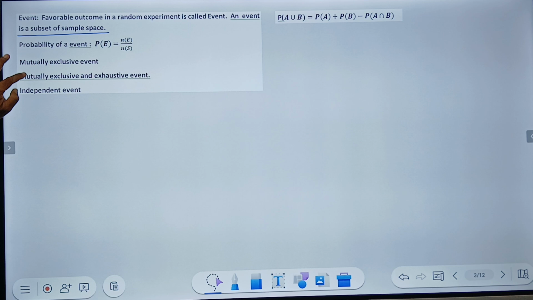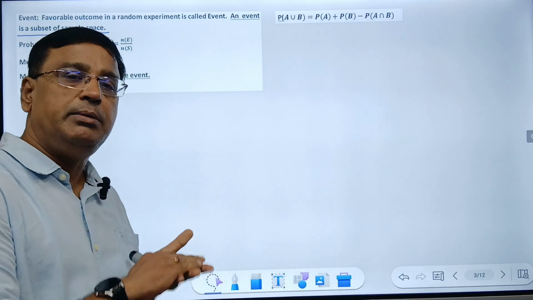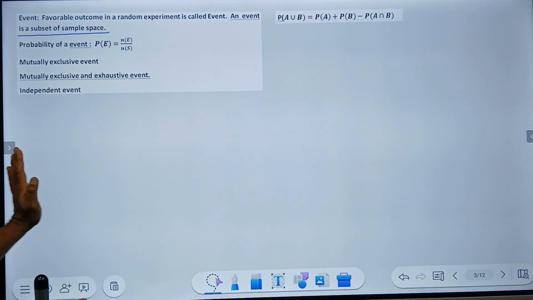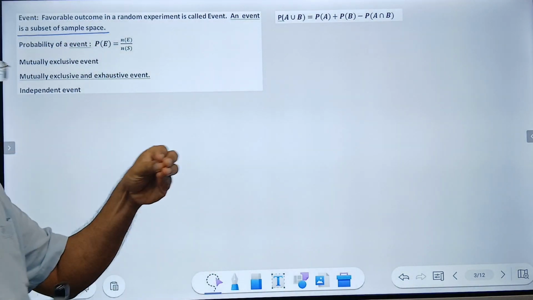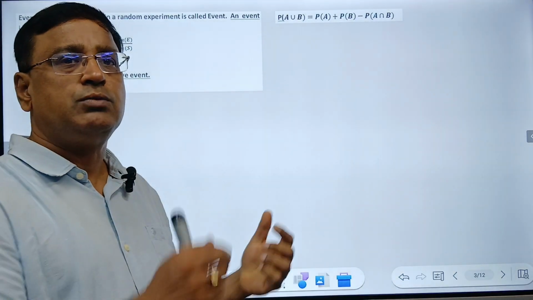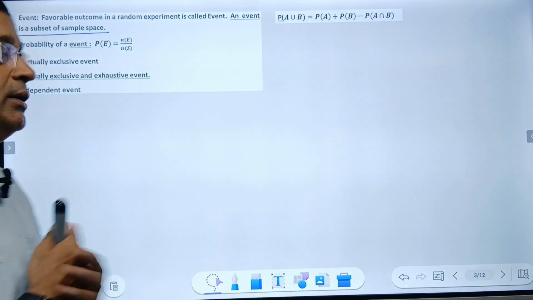Now, in this, I want to talk about what is a mutually exclusive event, a mutually exclusive and exhaustive event, and what is an independent event. We'll cover all this. All this you have done in class 11th. Just as an introduction, I just want to go back and see what you have done in class 11th.